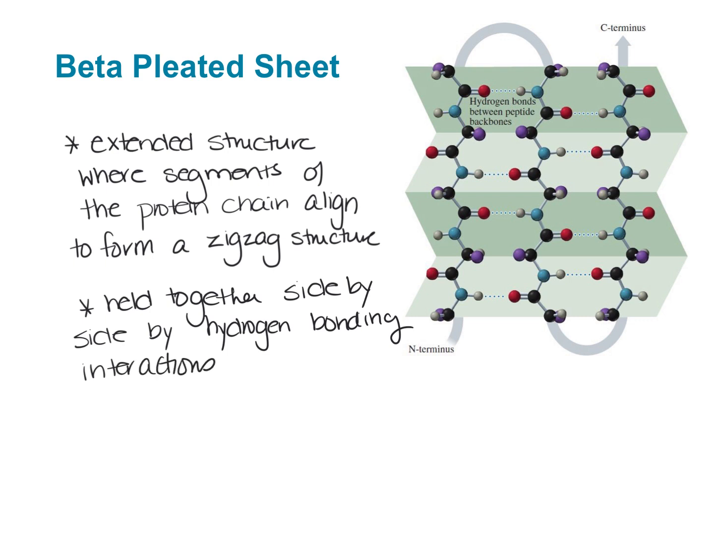Right? And then in the beta pleated sheet, the side chains of the amino acids project above and below the sheet. And so that's where we see that. Now the hydrogen bonds are shown right here. So you can see the hydrogen bonds between the peptide backbones.